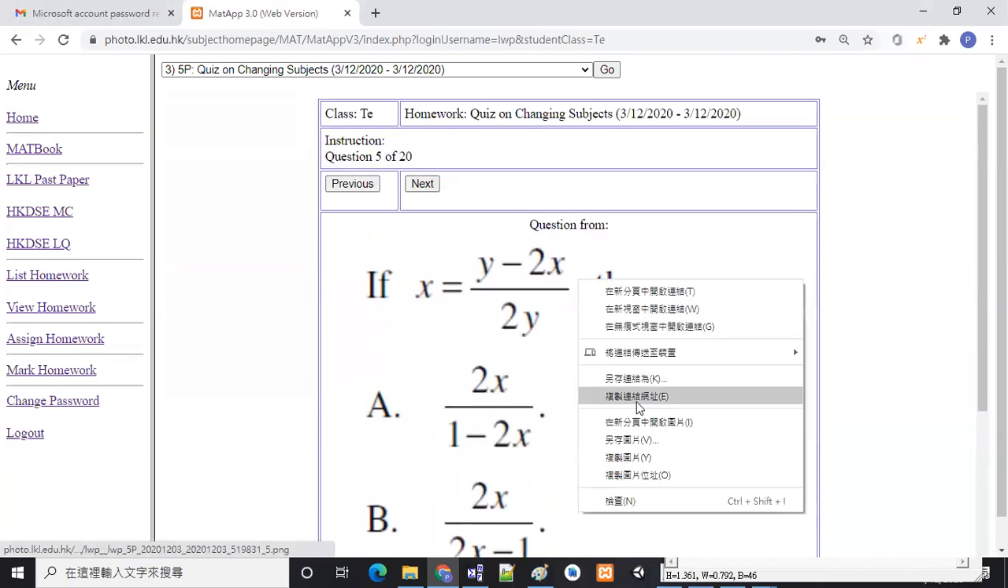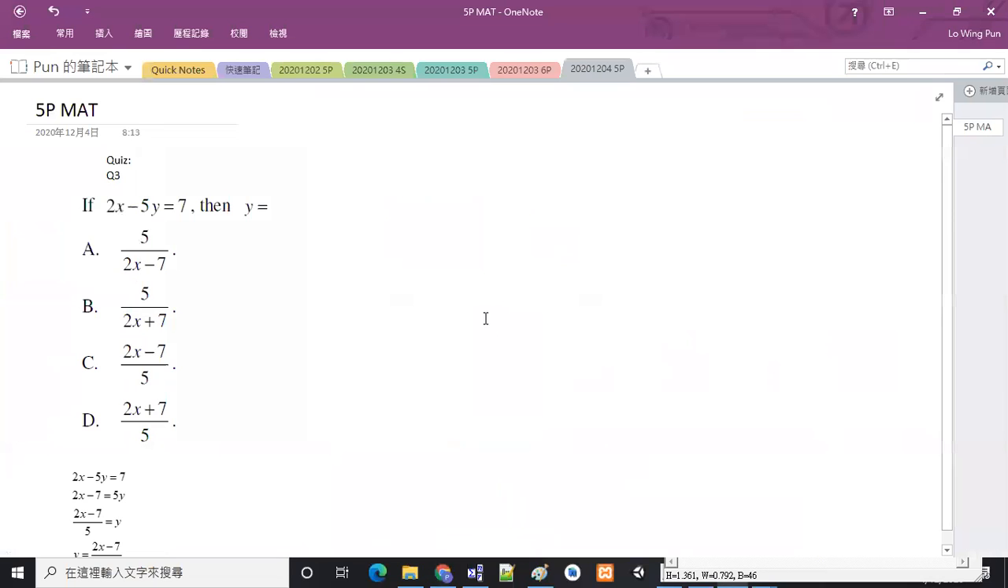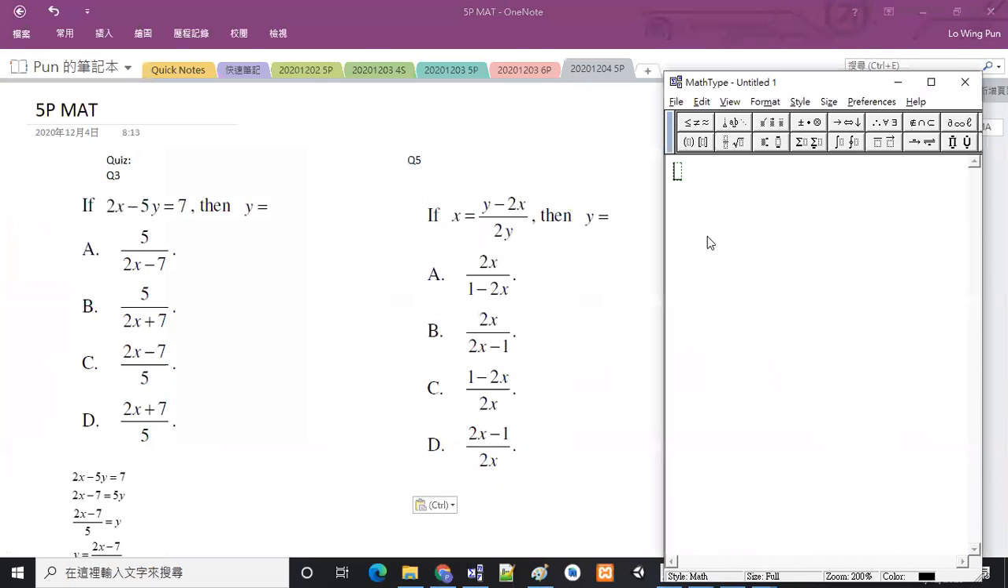So number 5. So x is equal to y minus 2x divided by 2y. Okay, and the question asks us to change the subject to y. And there's a fraction on the right-hand side, but luckily it is the only fraction. Okay, this is a single fraction on the right-hand side. So we may multiply the denominator to the opposite side. So multiply the 2y to the left-hand side is 2xy is equal to y minus 2x.